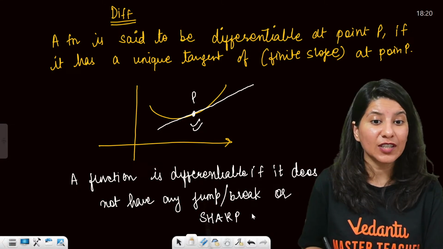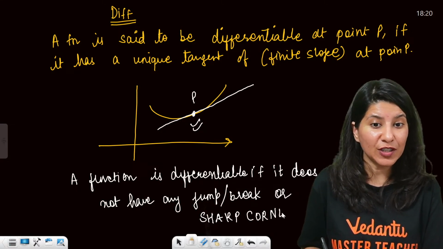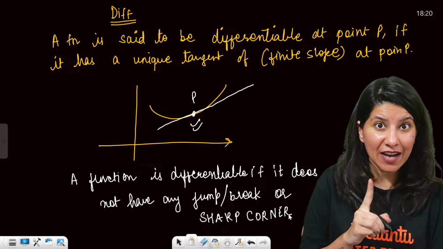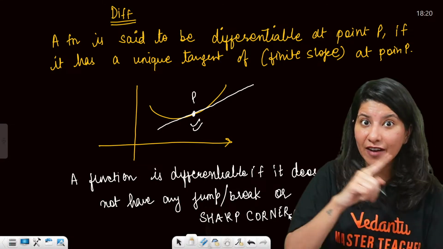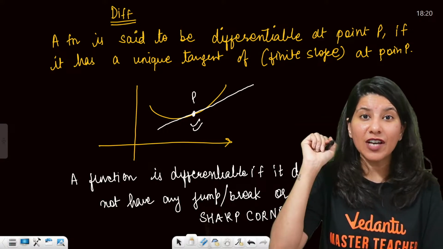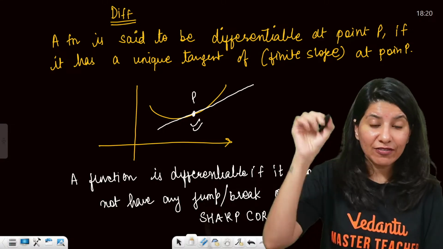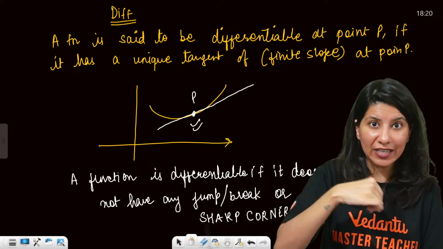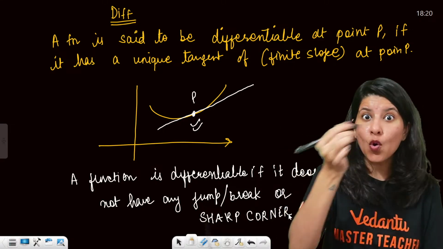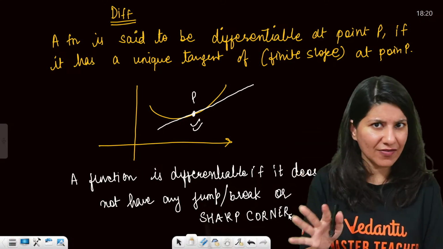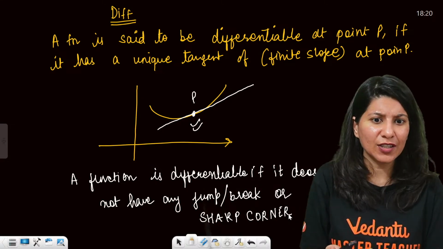Now this is something new, sharp corner. Jump and break we know. We have seen this in the limits graph and in the continuity graph, that the graph should be smooth. We should not lift our pen while drawing the graph, while drawing the curve. There should be no break in the graph. That is fine. That is applicable for continuity as well.